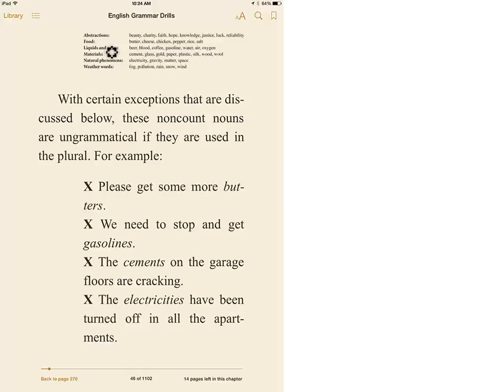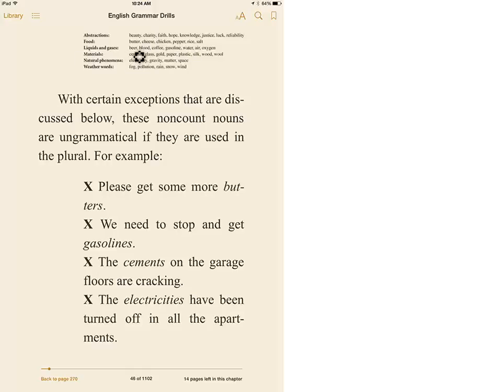All right. Food: butter, cheese, chicken, pepper, rice, salt. There are different ways we use chicken, but I'll talk about that in a second, whether it's the animal or whether it's the food, okay? You don't go to the store, and when you buy chicken at the store, you buy a variety of chicken, unless you actually buy the chicken itself, okay?